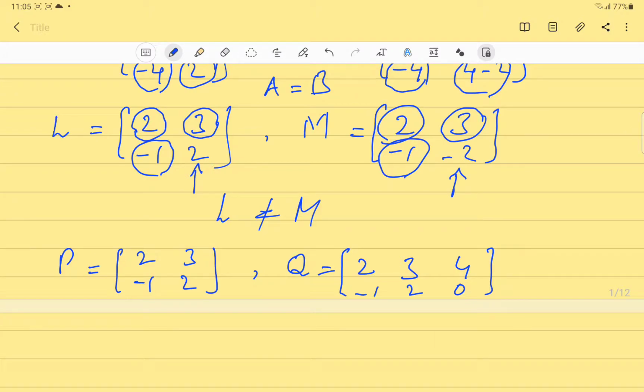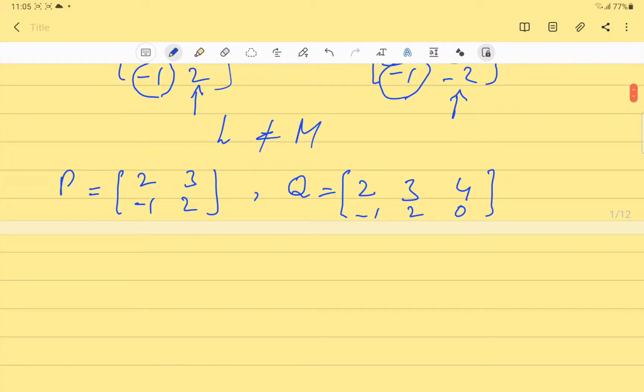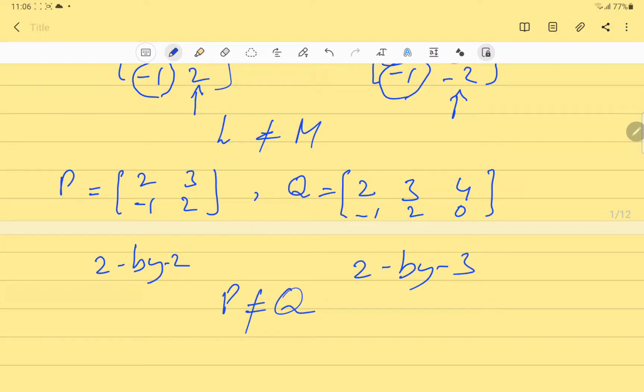Here these two matrices are not even fulfilling the first condition because the order of P is 2 by 2, whereas the order of Q is 2 by 3. So these two matrices are not equal.